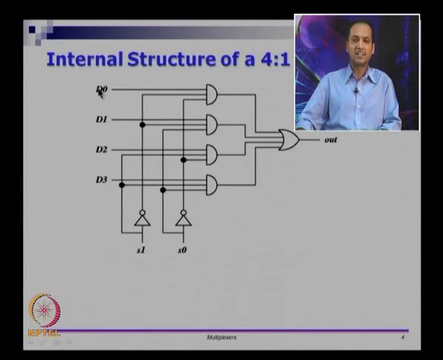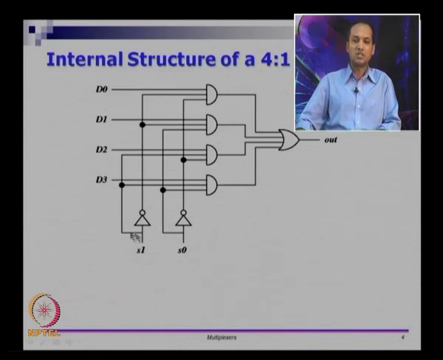This AND gate is ANDing with D0, D1, D2 or D3, and 4 of these are connected to a single 4 input OR gate, and then you have an output. So essentially, if you look at the output, it has 4 inputs here and 1 output here. It is a 4 to 1 multiplexer. A 4 to 1 multiplexer will have 2 select lines, 4 data lines and 1 output.